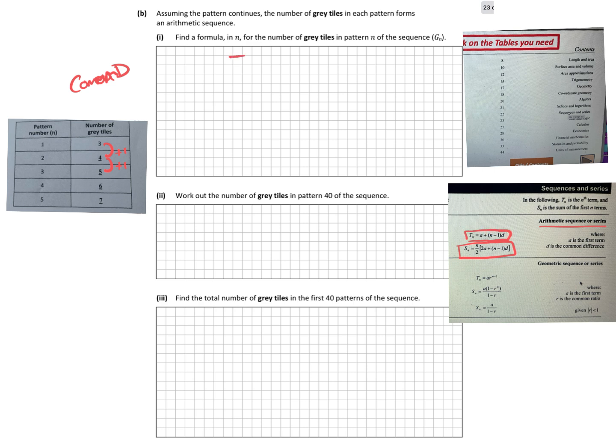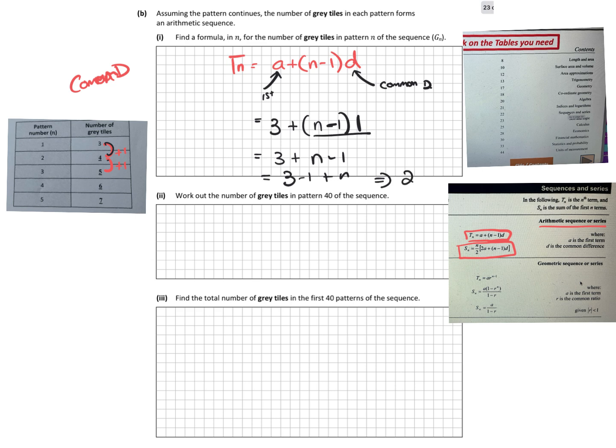So t to the n equals a plus n minus 1 times d. Now, hopefully you remember that a is the first term in the sequence and d is the common difference. So once you figure that out, what is the first term in this sequence? It is 3 plus n minus 1 times the difference. What is the difference in each of these? It is just 1. So it is going to be 3 plus 1 times all of this is just going to be n minus 1. And I can bring my numbers together. 3 minus 1 plus n. So my final answer here is 2 plus n.